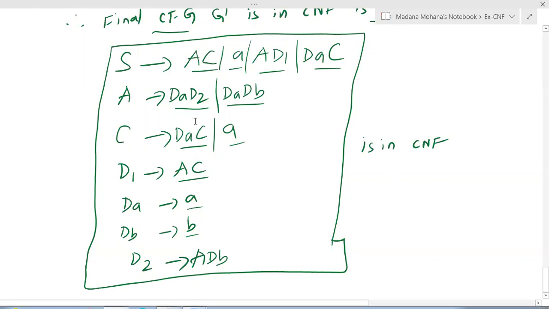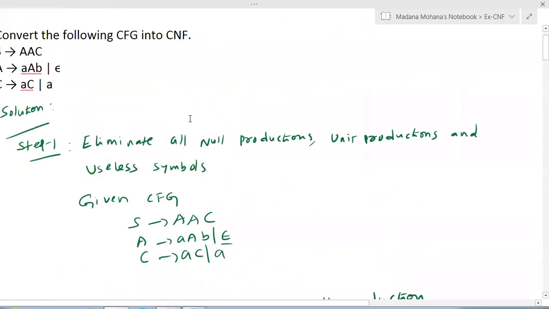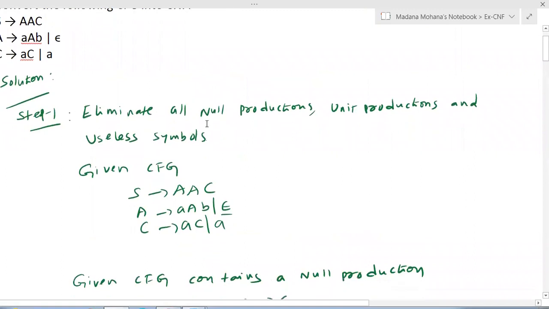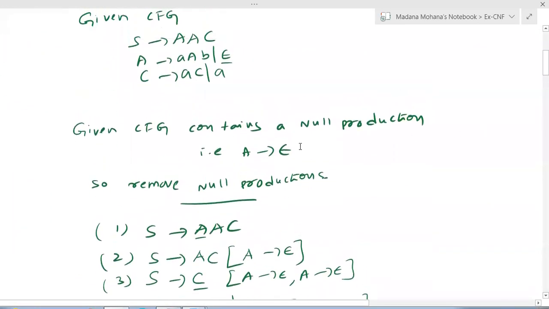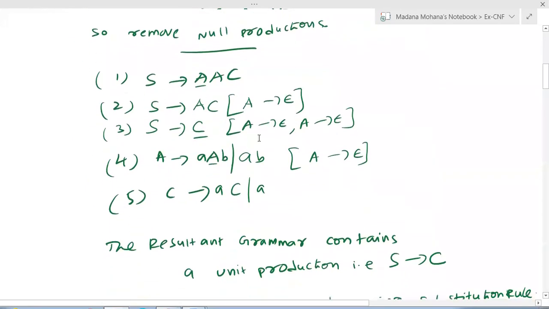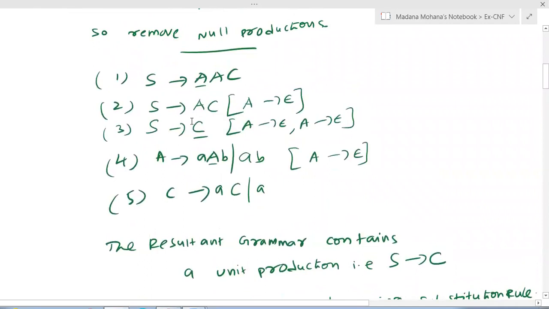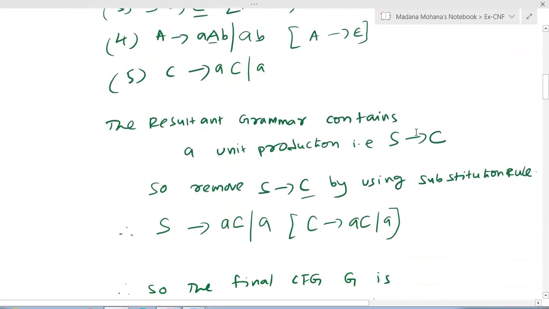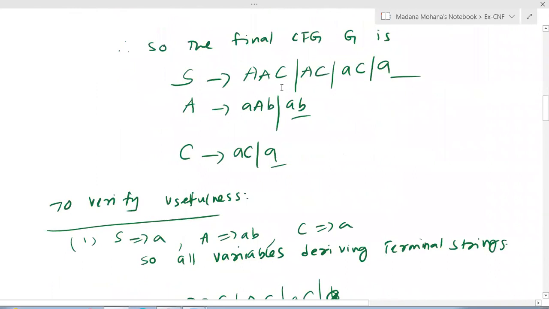So you can recall once what we did. As for the procedure, first, step 1: eliminate all null productions, unit productions, and useless symbols. The given context-free grammar contains a null production, A derives epsilon. So directly you can remove it. After removing null productions, these are the resultant productions. Now the resultant grammar contains again a unit production, that is S derives variable C, a single variable on the right hand side. So unit productions are also removed by substituting C productions. Then we obtain the final CFG.